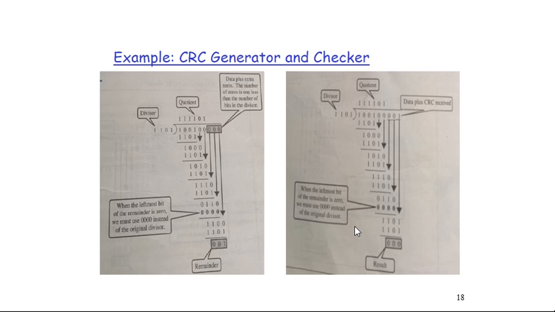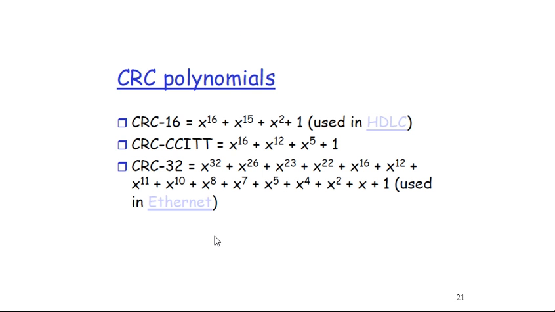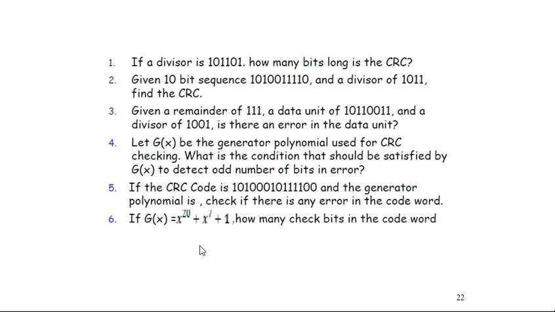This is a very interesting concept. So this is again one example. This was the data 1100, and you append this remainder 011 and send it to the receiver. So this is the basic code that you send to the receiver, and then you calculate it. So that's what CRC is.